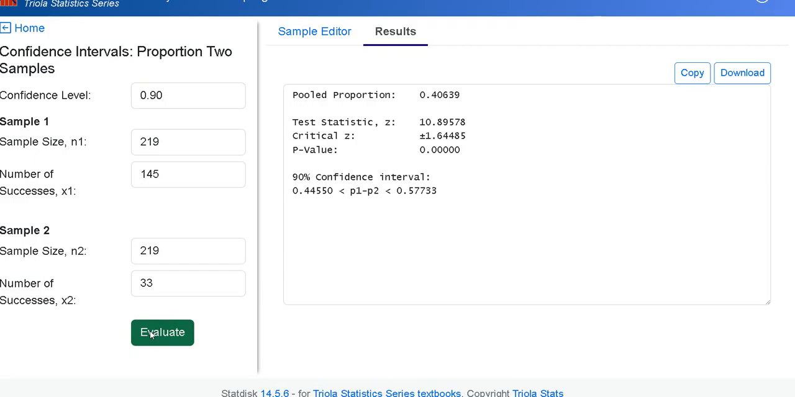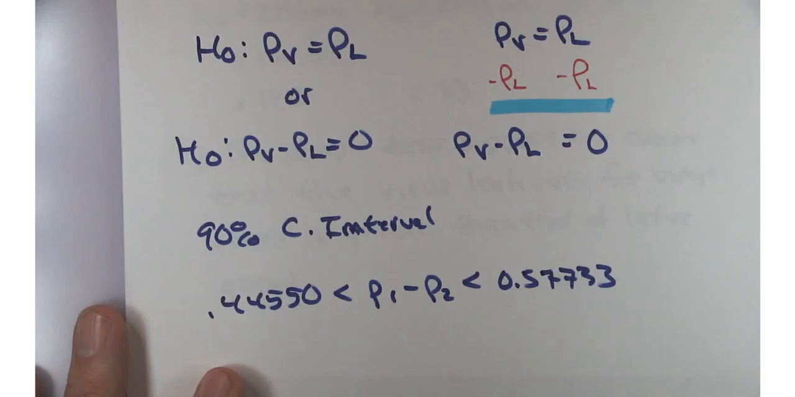So let me copy that down. Our 90% confidence interval is going to be between 0.450 and 0.577, so 0.450 is less than P1 minus P2 is less than 0.57733. All right, I don't need all those digits. It's good enough.